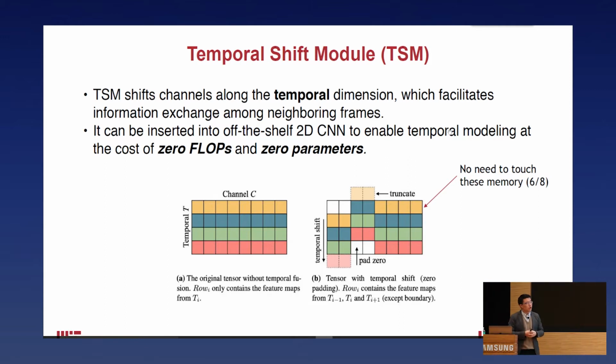And this is very computation efficient, since for the unshifted parts, you don't have to touch that memory. And for those shifted parts, you only need to move the pointers without performing any multiplication and add. So it's 0 flops and 0 parameters. You don't have to store any weights.